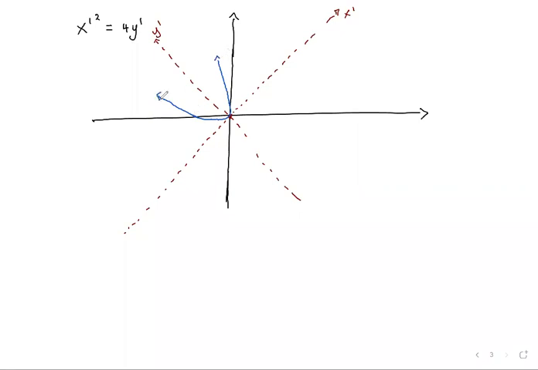With the directrix, that's 4p y, so p is 1. So the directrix will be down at y equals -1, and then you want the focus at 0, 1, like that.